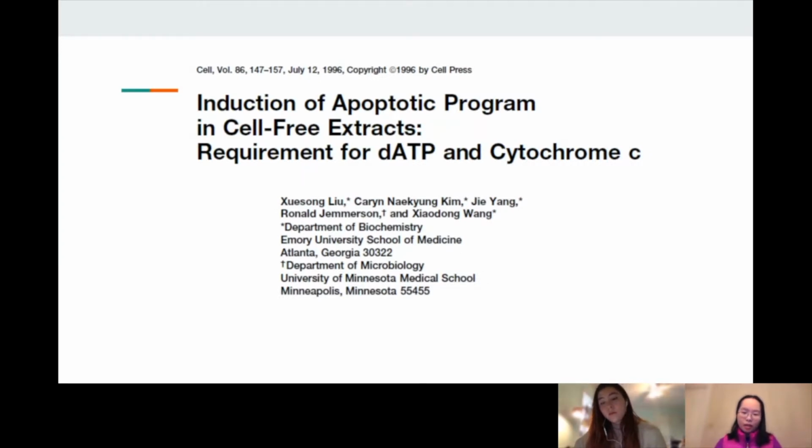We're going to be taking a look at this paper from 1996. So it's a pretty old paper by this point. Induction of apoptotic program in cell-free extract, requirement for dATP and cytochrome c. Don't worry if you don't understand what the title means. We will get through all of it in this lesson.